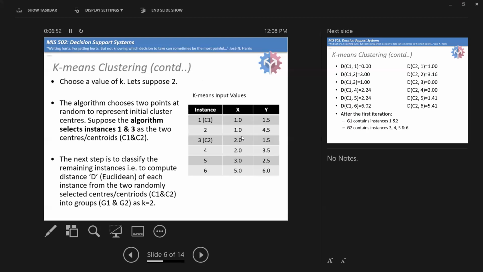So let's look at this simple example. How many attributes do we have in this data set? Okay. So attributes are in columns or rows? 2 attributes. And how many data points do you have? 6. So you're talking about 6 points.